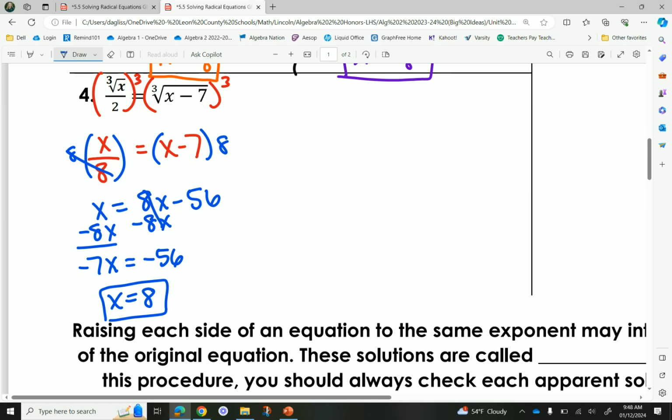Do you want to see the other way? Are you good with that? I don't care. You tell me if you want to see option 2.